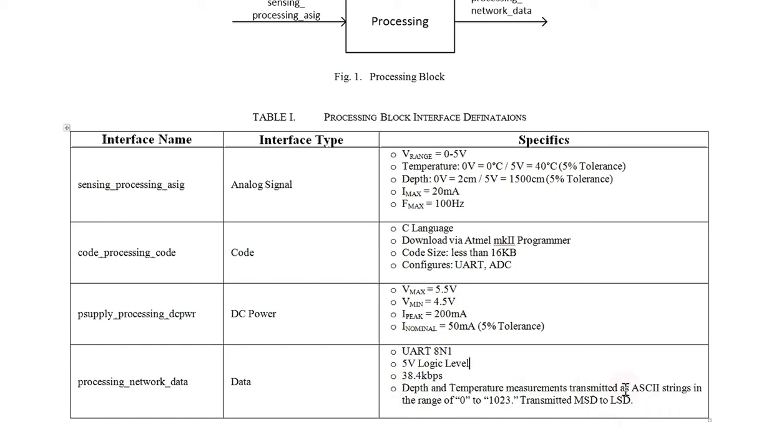Depth and temperature measurements transmitted as ASCII strings in the range of 0, notice the string, to 1023, notice the string. It's going to be transmitted most significant digit to least significant digit. I cannot tell you how many times I've seen people struggle with this. When you're communicating over a serial line or any communication line, there's a difference between sending an ASCII string that represents a number and just sending the number. It's pretty confusing for folks. So make sure it's identified whenever you're transmitting some data, and then make sure you account for it when you're writing your code.